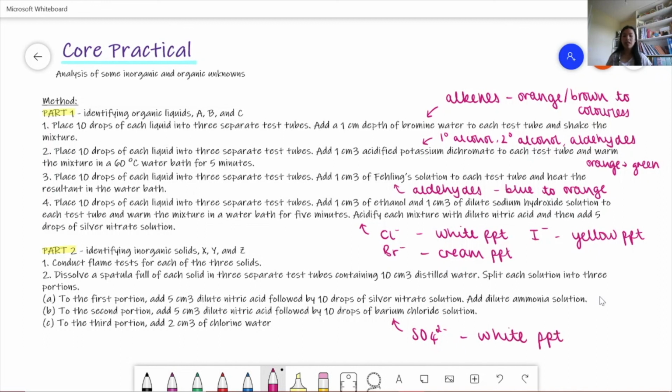And then finally, we add some chlorine water to the third portion, and this can identify for carbonates, because we could form carbon dioxide and this will be cloudy in lime water.